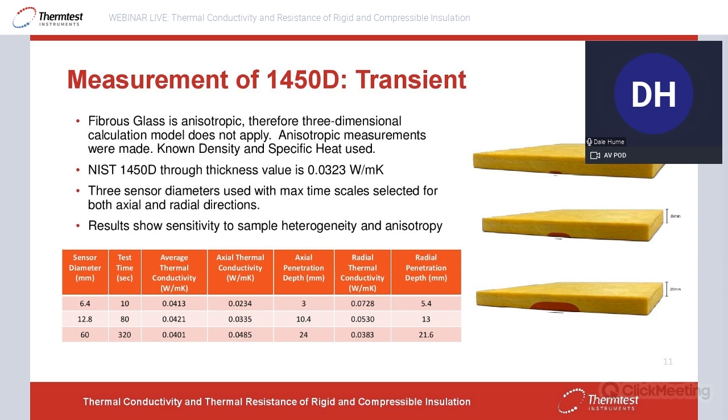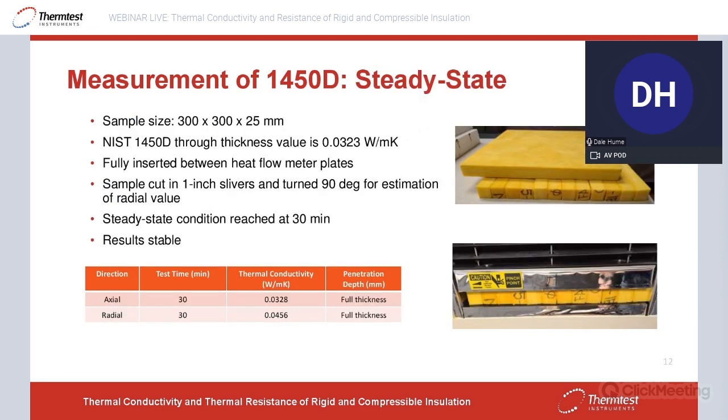So we took those same materials and measured them with a steady state heat flow meter. Sample size is 300 millimeters by 300 millimeters by 25 millimeters thick. Again, the NIST material, I just put this as a reference to compare for the data below. The reported NIST value is through thickness at 0.0323 at 20 degrees Celsius. The sample fully is inserted between the two plates.